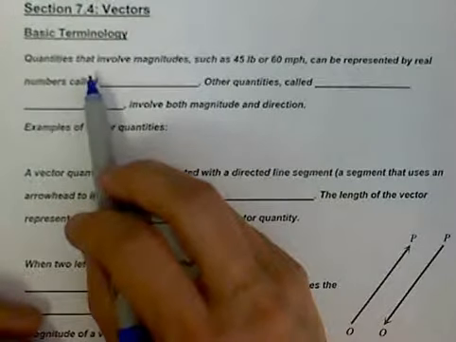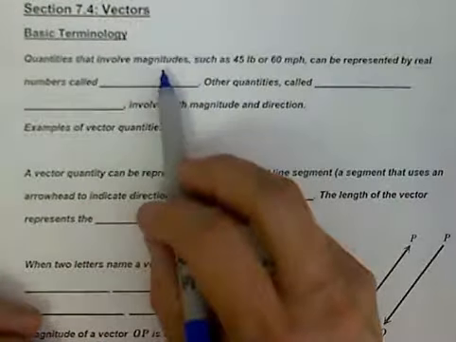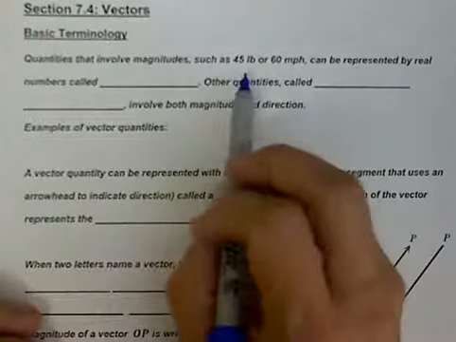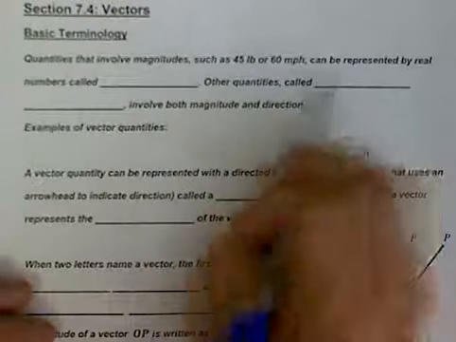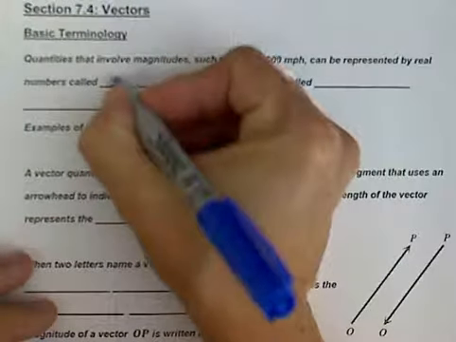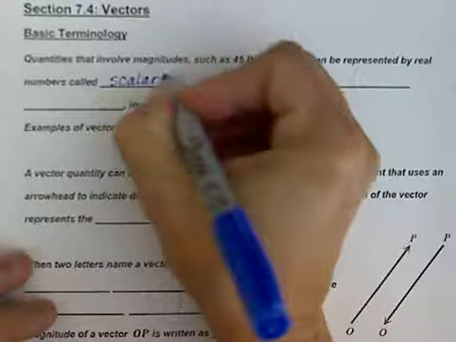Sometimes we talk about quantities that just involve magnitudes, things like 45 pounds or 60 miles per hour. These we can represent by just a single real number. We call these real numbers scalars.